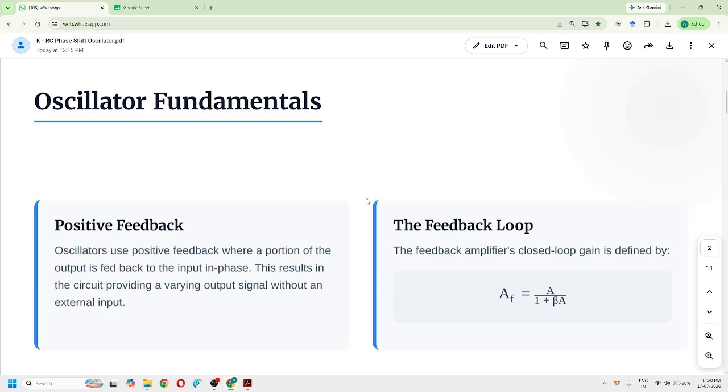Where can we use this oscillator? We can generate some timing circuits, we can generate some modulating signals, we can generate some clock signals. So many places we will use oscillators.